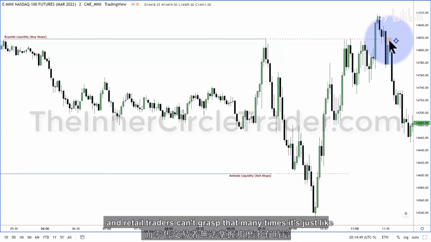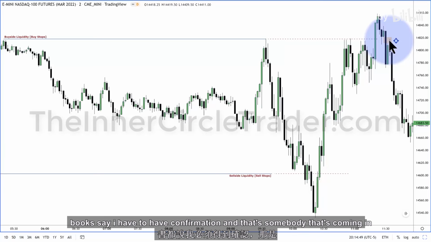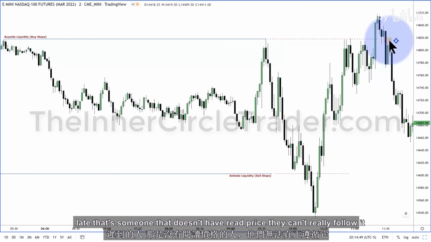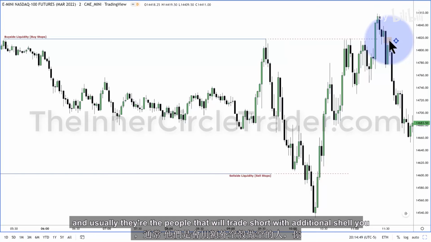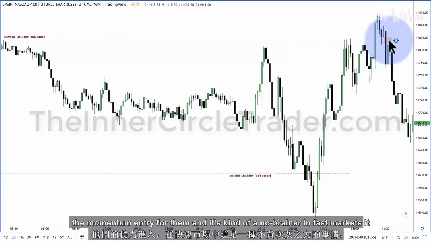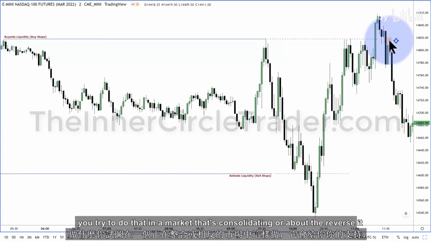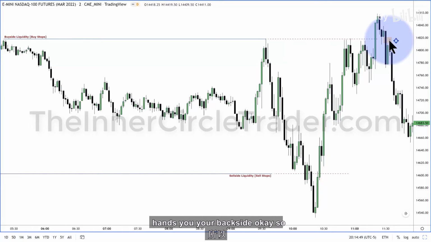And retail traders can't grasp that many times. It goes against the logic because they think, I have to have confirmation. All the books say I have to have confirmation. And that's somebody that's coming in late. That's someone that doesn't know how to read price. They can't really follow it. And usually they're the people that will trade short with additional sell stops. They'll put sell stops below the marketplace, and that's the momentum entry for them. It's kind of a no-brainer. In fast markets, it works. But if you don't know what you're doing and you try to do that in a market that's consolidating or about to reverse, it hands you your backside.